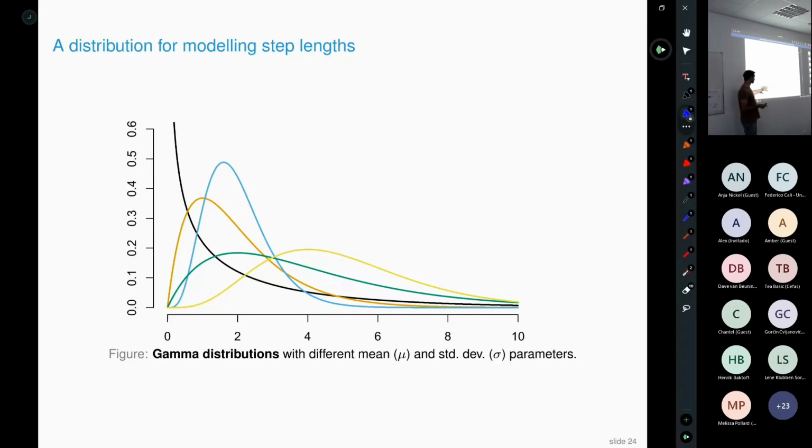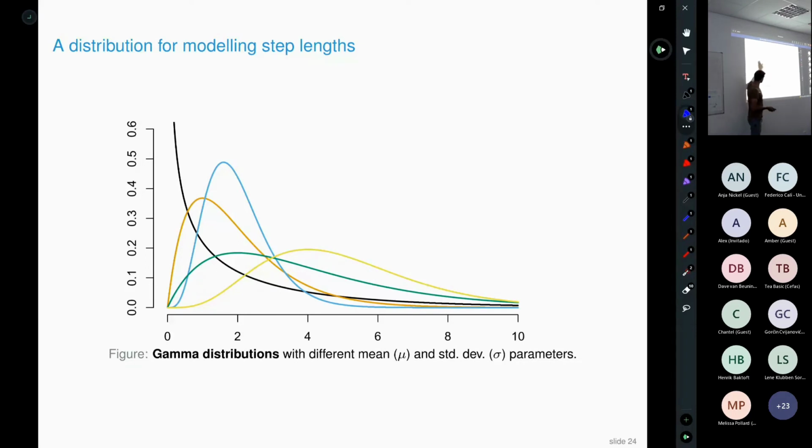But the gamma distribution is one that we like very much because it's sort of similar to the normal distribution, because we can parameterize the gamma distribution in terms of a mean and a standard deviation parameter, just like the normal distribution. There's a mean parameter. This would be then the average step length that we observe. If the mean is 10, then the average step length would be 10. And we have a standard deviation parameter. But of course, it's not a normal distribution. As you can see here, in particular, it's not symmetric. It has all sorts of different shapes.